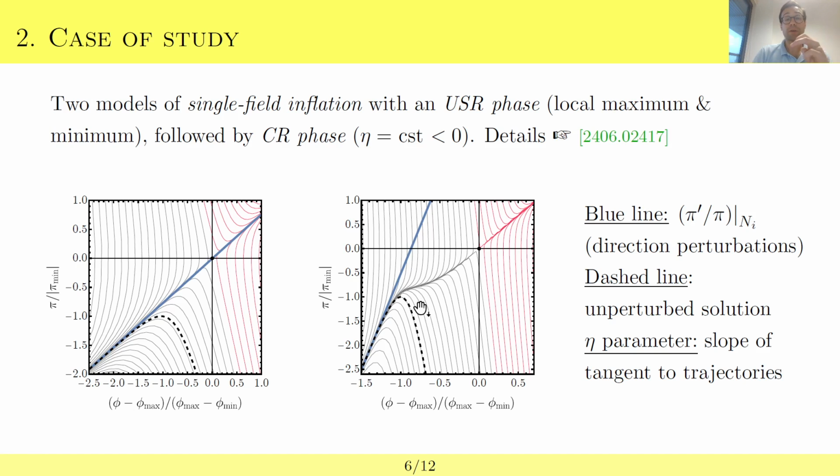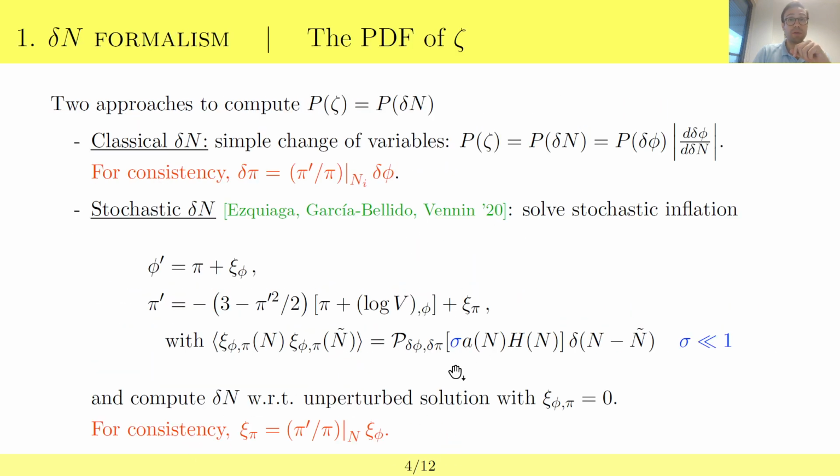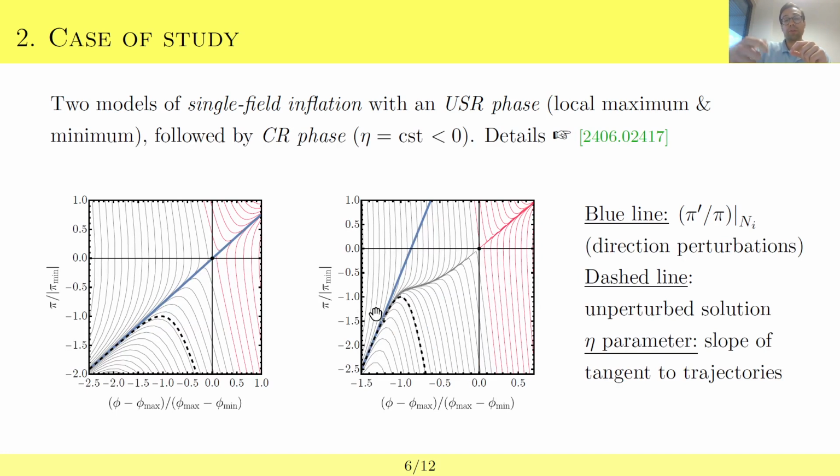For the stochastic formalism of inflation, the picture is a bit different from what I have just described. In the stochastic case, the inflaton moves along the unperturbed trajectory and it receives at each time step kicks that are parallel to this blue line, again in agreement with this consistency condition. And the accumulated effect of these kicks results in a delay until the end of inflation, which is the delta N again we are looking for.